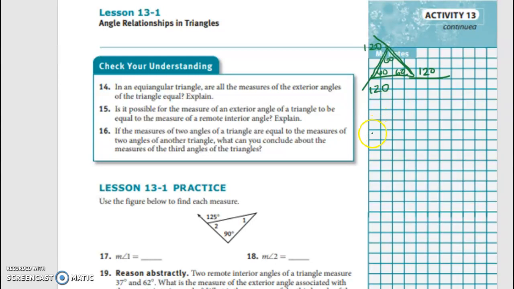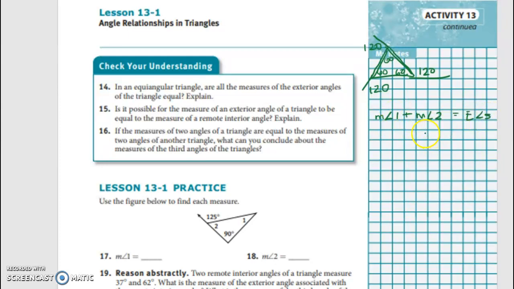Number 15 says, is it possible for the measure of an exterior angle of the triangle to be equal to the measure of a remote interior angle? Explain. Well, because of our exterior angle theorem, we know that the measurement of one remote interior angle plus the measurement of another remote interior angle is equal to the exterior angle.